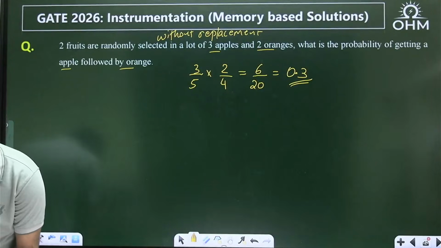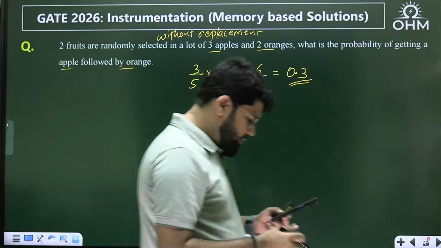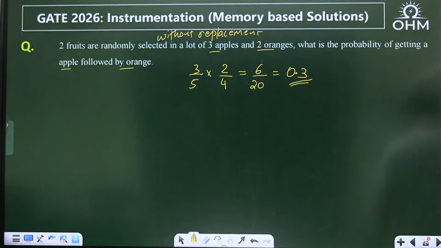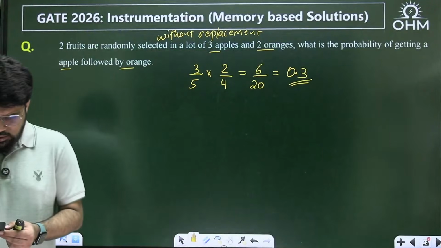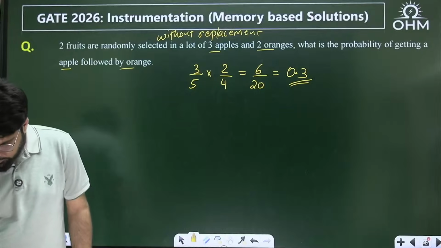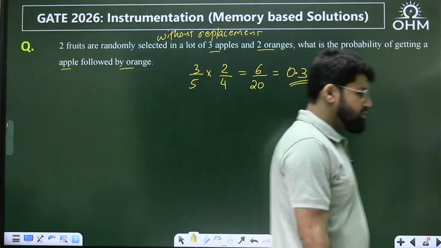0.3, 3 by 10, yeah, whatever you say. Correct? Okay, 0.3 is what is the correct answer. All okay, dear? 0.3 is what is the correct answer.